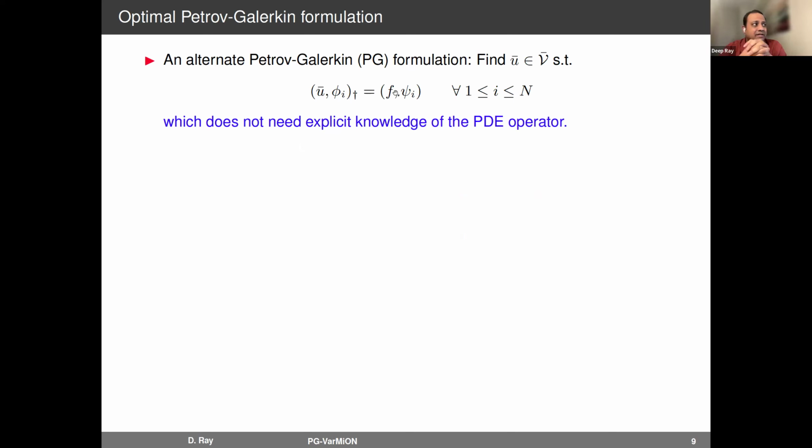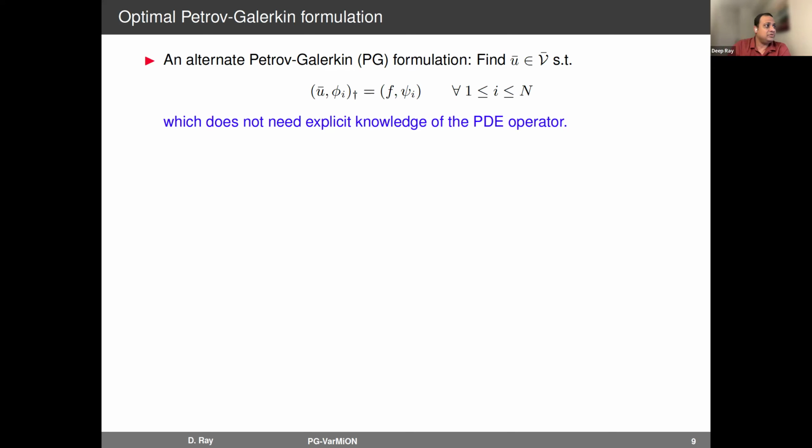So there is no longer a bilinear form. In this case, the G has sort of disappeared. In fact, you don't even need to have explicit knowledge of the PDE operator to write this formulation. Implicitly, the knowledge of the PDE operator is embedded into the weighting functions. That's what possesses all the information. But if you use this form, you don't even need to know what the underlying PDE is. And it's a nice symmetric form on the right-hand side. You don't have a bilinear form, which might not be symmetric. So we will work with this alternate Petrov-Galerkin formulation.